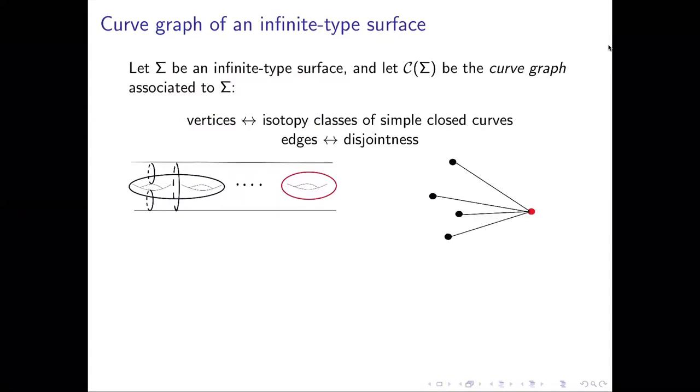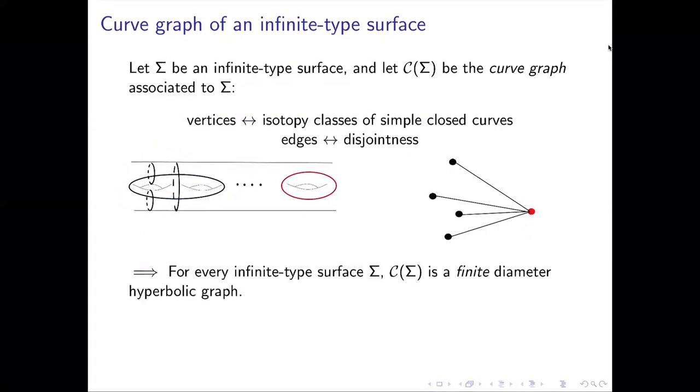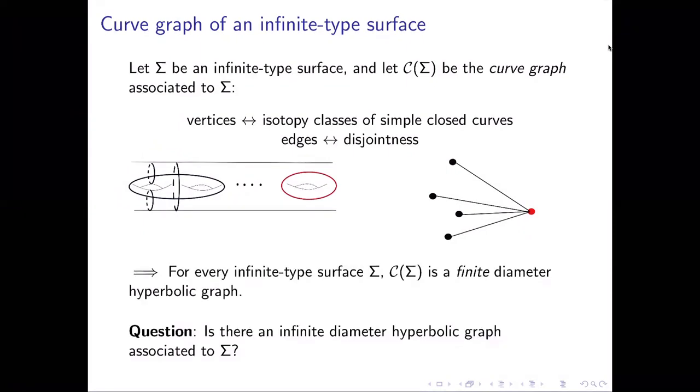So that means that in the curve graph, I'm going to have these black vertices. Those correspond to this finite collection of curves I started with, and they're all going to be connected to this red vertex, which corresponds to the simple closed curve that is disjoint from the subsurface. So this tells us that, in fact, the curve graph, while we can define it, is finite diameter. It's diameter 2. So there won't be any loxodromic isometries. So it's not a very helpful graph.